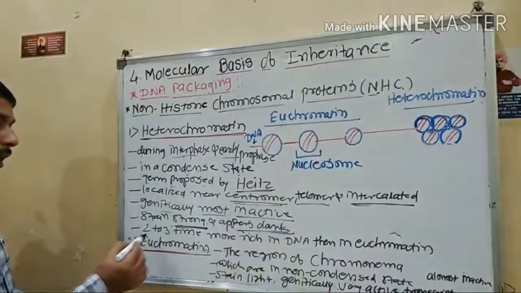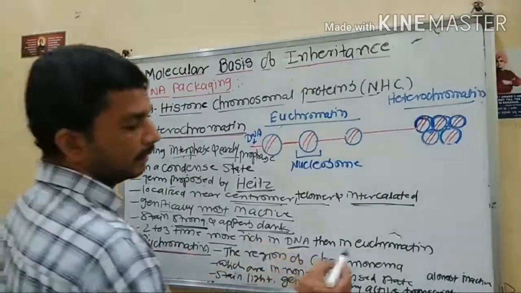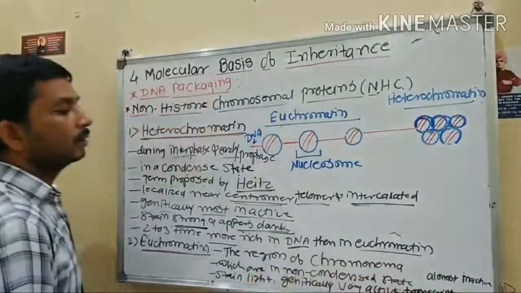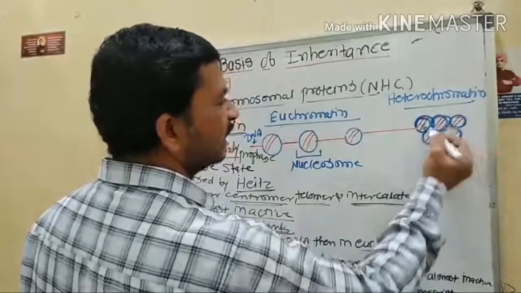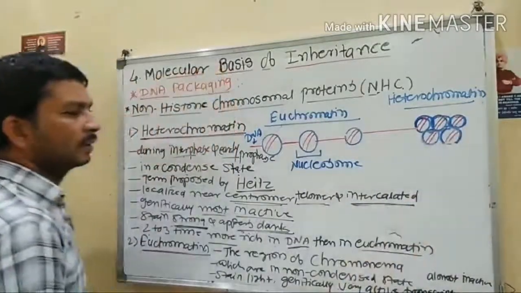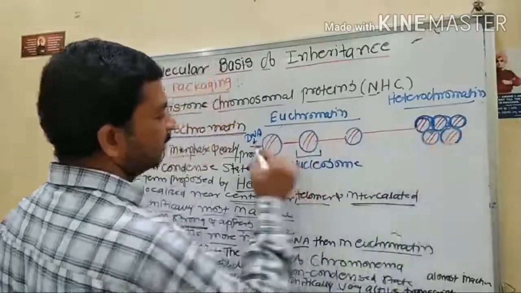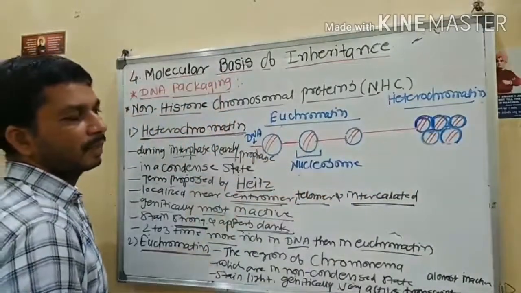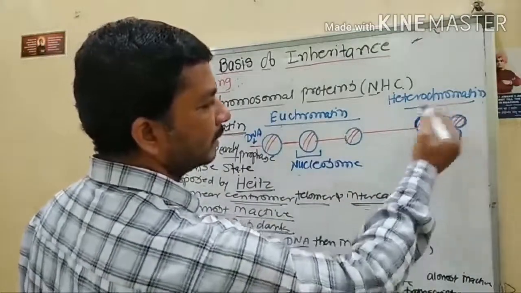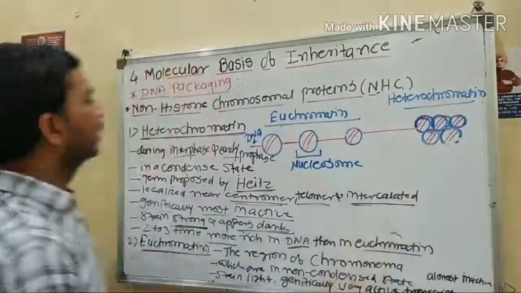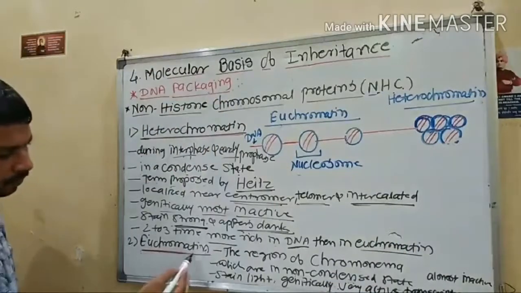They are 2-3 times richer in DNA than euchromatin. Here we find DNA present, and the nucleosomes are bound by this DNA, and they are present in the form of a clump, that is heterochromatin. Then next is euchromatin.